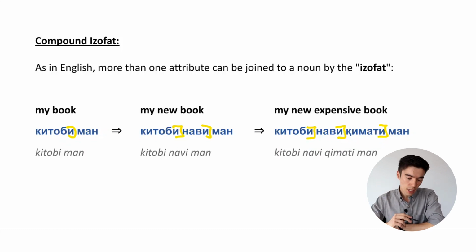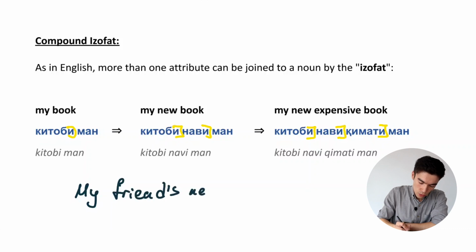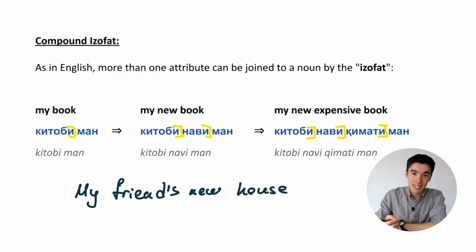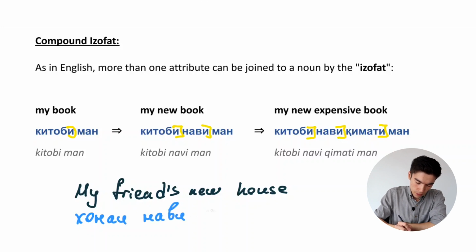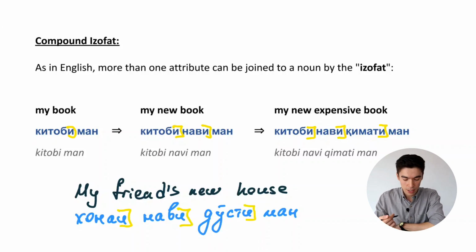Okay, and let me bring another example. So my friend's new house, and in Tajik, khonai navi dosti man. So as you can see here, again we have khonai navi dosti man.